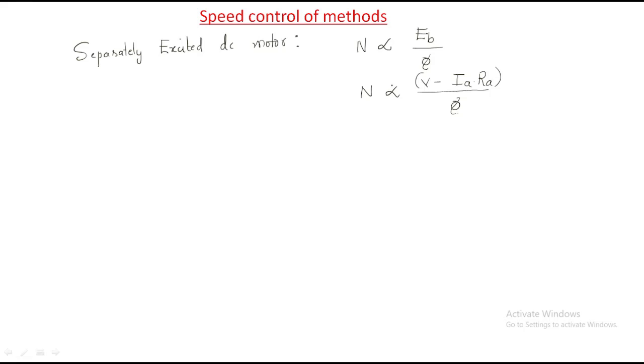The first method is the field control method. Look here: if you vary this field, then the speed will vary, and if you vary the back EMF, the speed will vary. So we can control the speed by two methods. The first method is field control, by varying the field we get the speed. And the second is the armature control method.